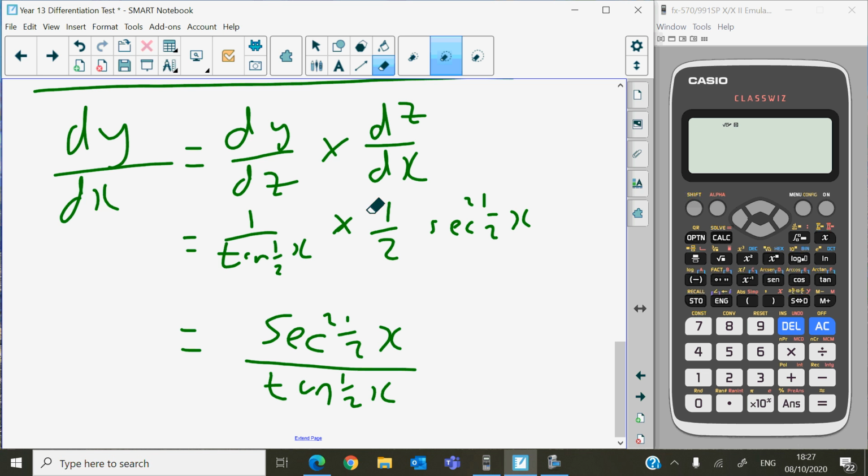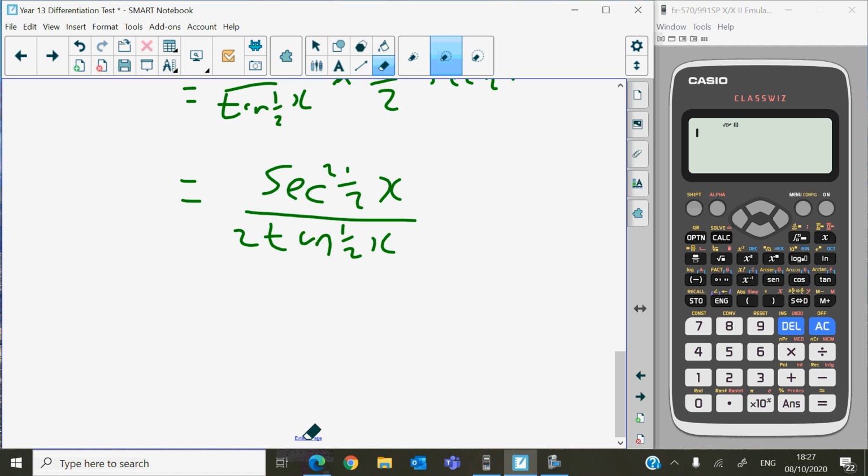But we've multiplied by a half as well. When we multiply by a half, 2 goes on the denominator. So I've got sec squared of a half x over 2 tan of a half x. Okay. Now we just need to think about how I can go about cancelling. Or maybe writing them separately might be easier, okay?